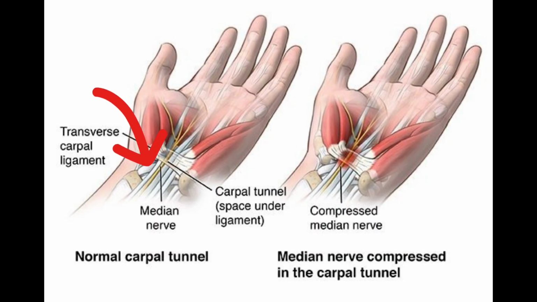As you can see, in the normal carpal tunnel, the median nerve is equally spaced under the ligament. But in carpal tunnel syndrome, the median nerve is compressed and pinched.